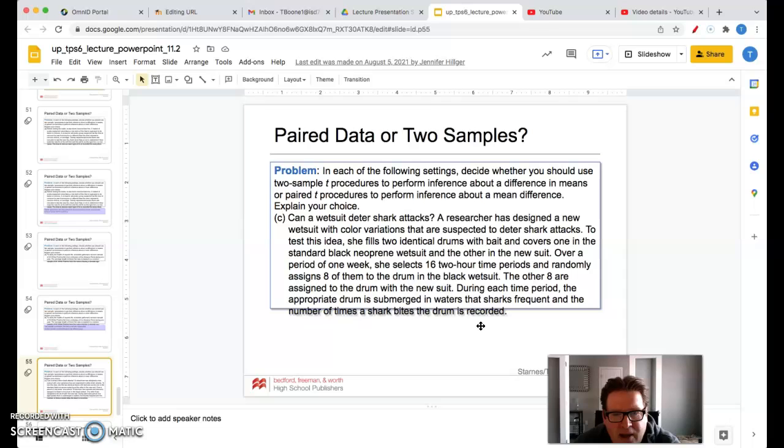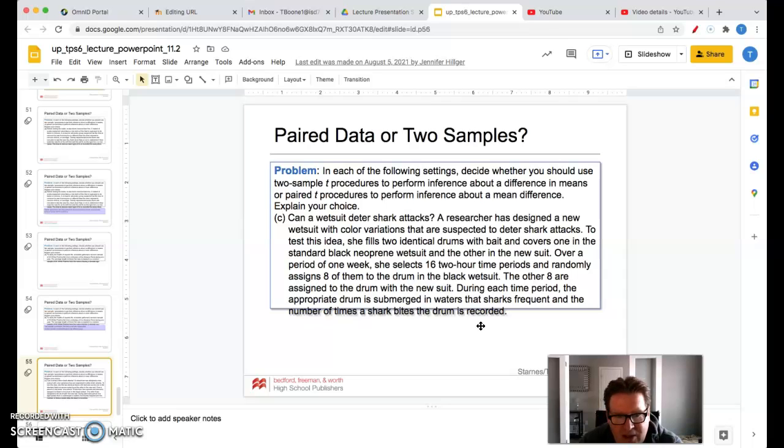How about this one? Can a wetsuit deter shark attacks? A researcher has designed a new wetsuit with color variations that are suspected to deter shark attacks. To test this idea, she fills two identical drums with bait and covers one in the standard black neoprene wetsuit and the other in a new suit. Now, over a period of one week, she selects 16 two-hour time periods and randomly assigns 8 of them to the drum in the black wetsuit. The other 8 are assigned to the drum with the new suit. Now, during each time period, the appropriate drum is submerged in waters that sharks frequent, and the number of shark bites on the drum is recorded.